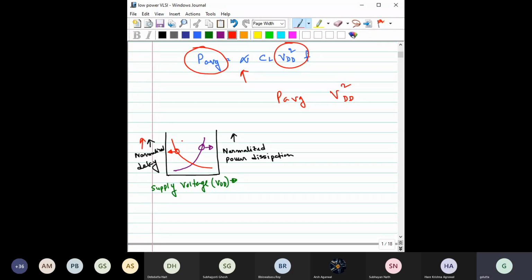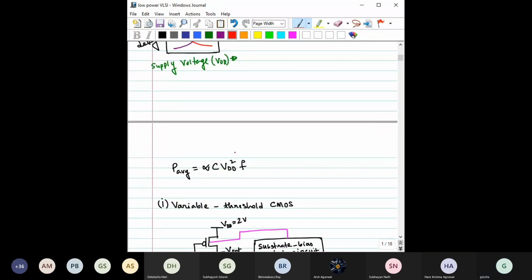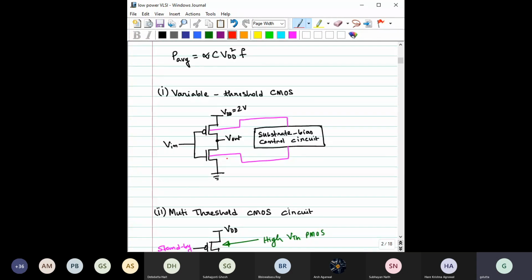But is there any way by which we can compensate, or do a trade-off between this delay and the power dissipation? Regarding that, we first discussed the variable threshold CMOS technique. Here, instead of using transistors which have a fixed threshold voltage, we use transistors whose threshold voltages are variable. Now, what do you mean by the threshold voltage being variable? How can you vary a threshold voltage?